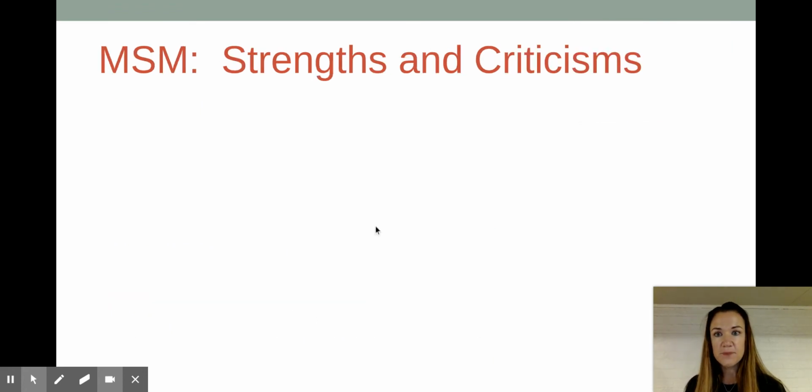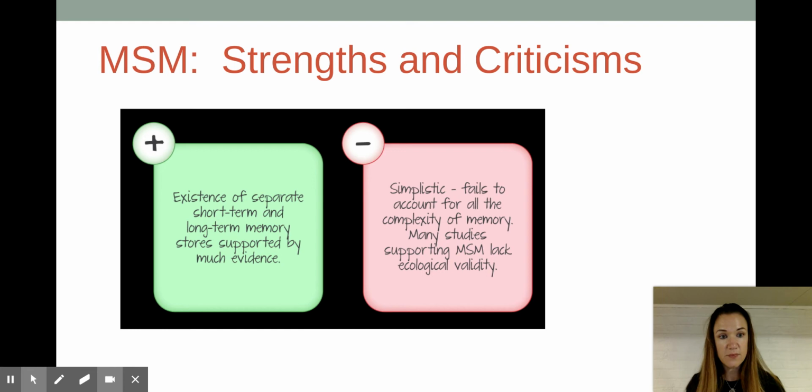Okay, moving on. Think about what some strengths and criticisms are for the multi-store model. What's good about it? What's bad about it? Here are some strengths and criticisms. Evidence of a separate short-term and long-term memory is supported, but it's really simple. It fails to account for all the complexity of memory. Many of the studies also lack ecological validity. How often are you asked in real life to remember a list of words? Not very often unless you're in psychology class.